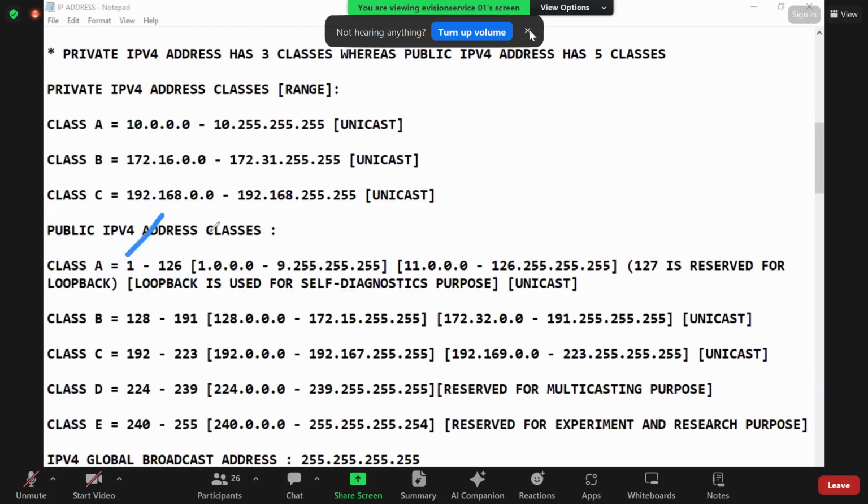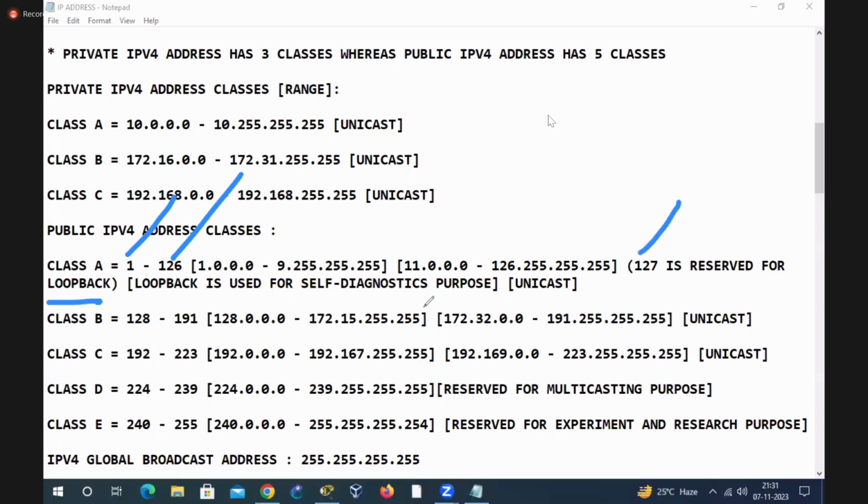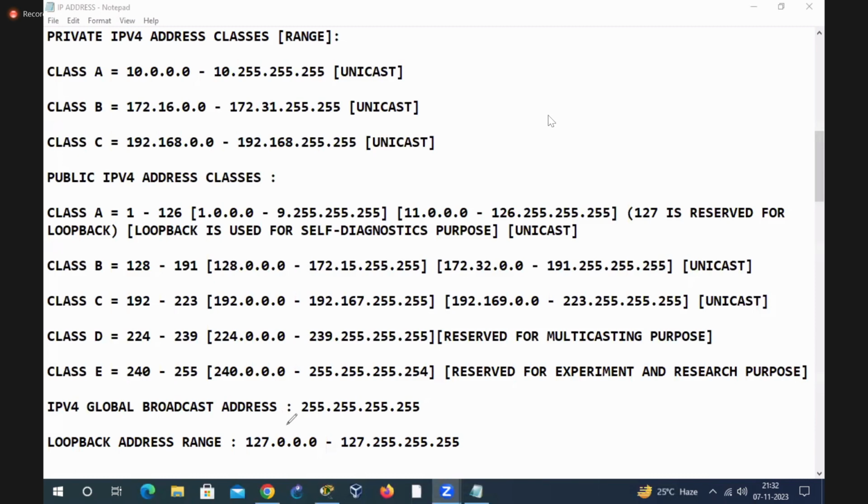So 1 to 126, that is your class A range. 127 is reserved for loopback, which we use for self-diagnostic purpose. Self-diagnostics, what is it? We will discuss it in a moment, but this is your full loopback address range. That is 127.0.0.0 to 127.255.255.255. This entire range is reserved for self-diagnostics purpose.